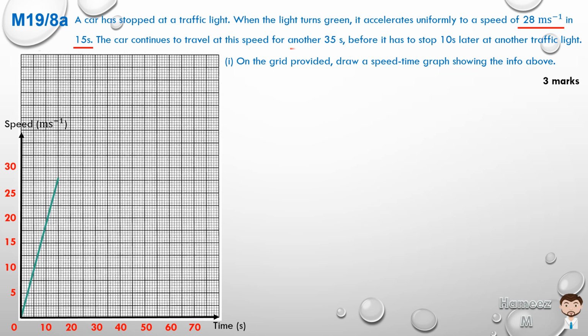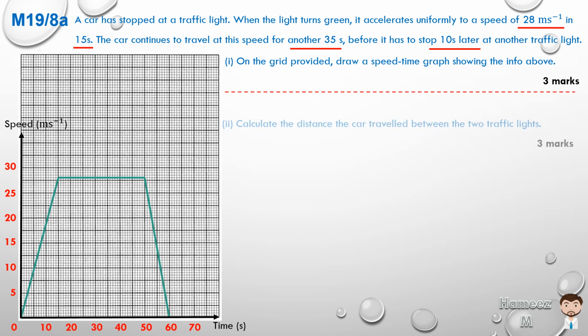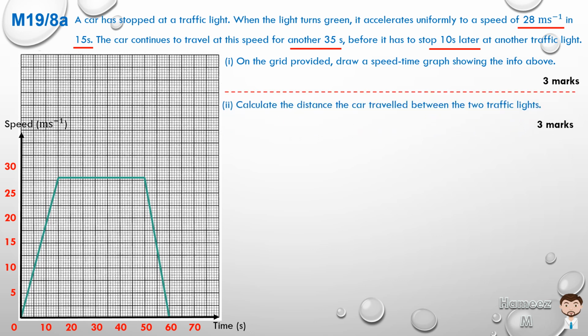The car continues to travel at this speed for another 35 seconds. So we could draw a horizontal line for 35 more seconds, which will carry us to 50. And then it stops in 10 seconds. So from 50 we go down to 0 meters per second on the x-axis, when 50 plus 10 is 60 seconds. Part 2. Calculate the distance the car traveled between the two traffic lights.